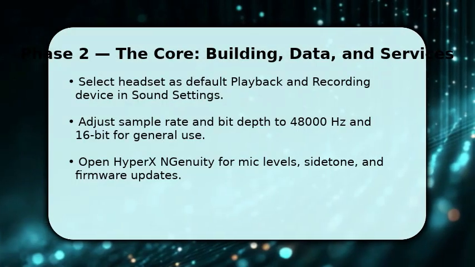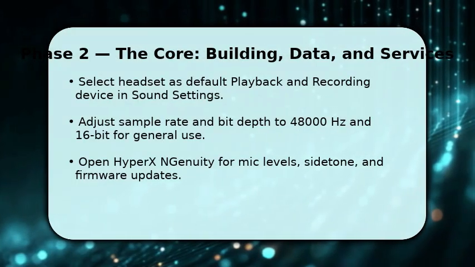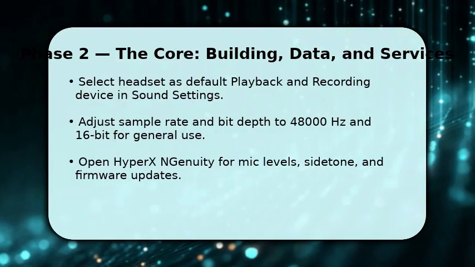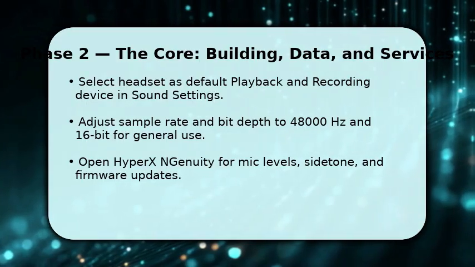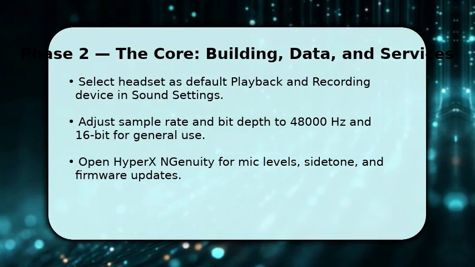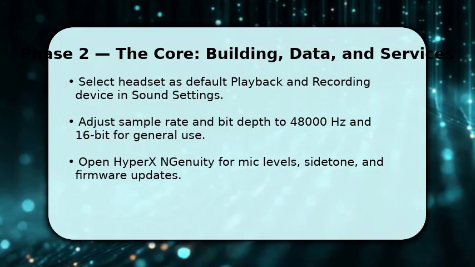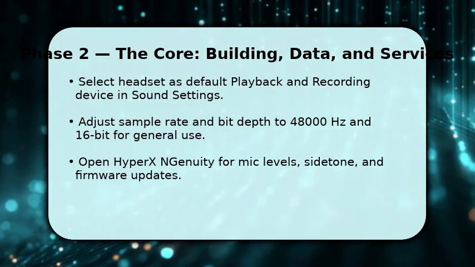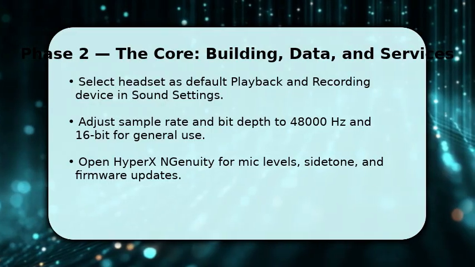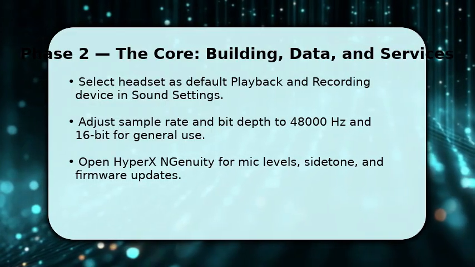Once the hardware is connected, set the headset as both playback and recording device so apps route sound correctly. Open Sound Settings, choose the correct device name for output and input, then make it default. Make sure sample rate and bit depth match typical values, 48,000 Hz and 16-bit, to avoid latency or quality mismatch.